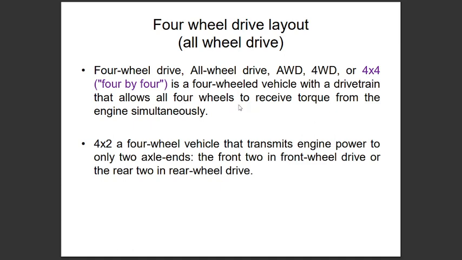Four wheel drive, all wheel drive, or 4x4, is a four wheel vehicle with a drivetrain that allows all four wheels to receive torque from the engine simultaneously. 4x2 is a four wheel vehicle that transmits engine power to only two axle ends, the front two in front wheel drive or the rear two in rear wheel drive. 4x4 means torque is received by all four wheels, and 4x2 means torque is received by only two wheels.